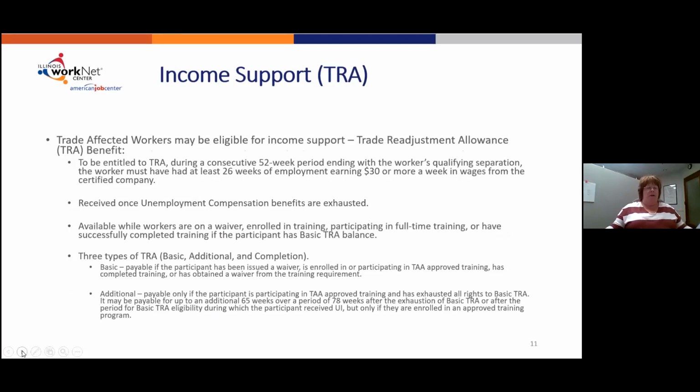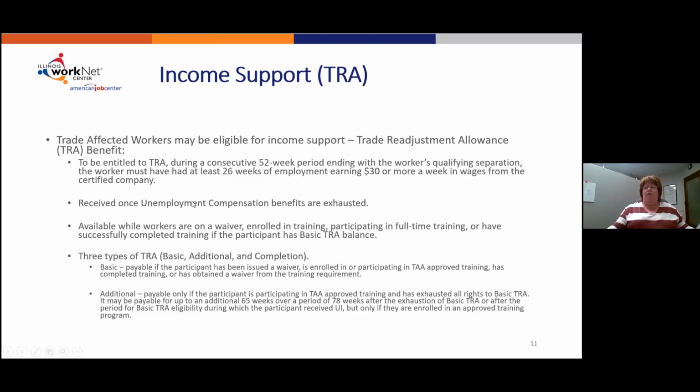One of the primary benefits to trade that is different from the dislocated worker program, and what a lot of people rely on to allow them to go to training, is the income support, which is the TRA benefit, the Trade Readjustment Allowance. Basically, it's a cash benefit equivalent to what a UI payment would be, but they are entitled to that under certain circumstances if they're attending training, or they've been waived from training, or enrolled in training within that deadline.